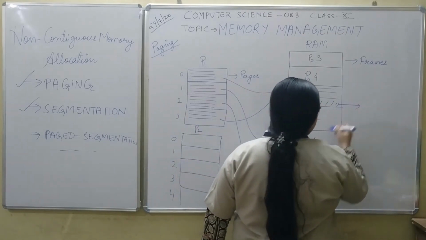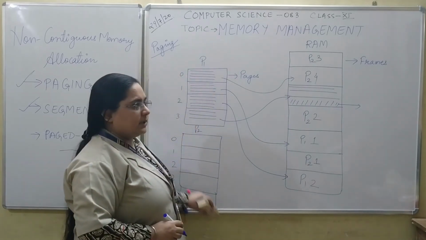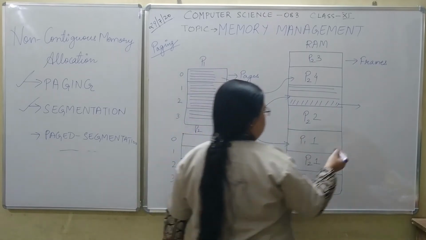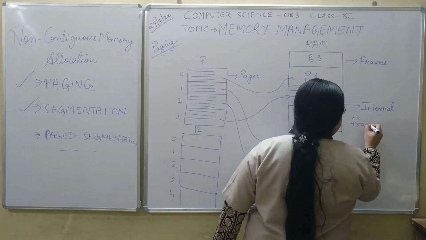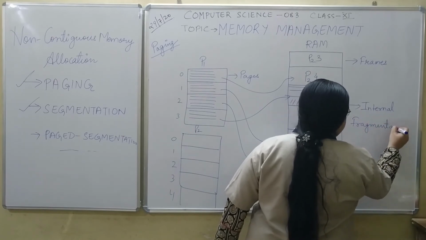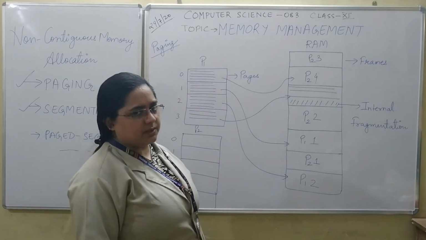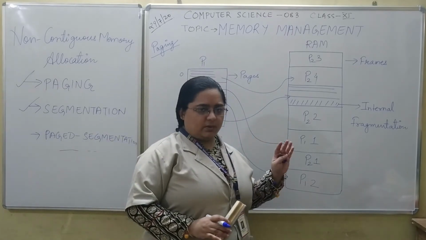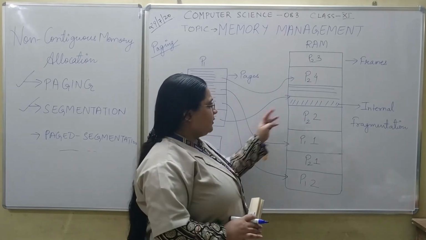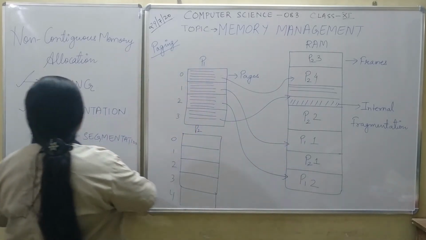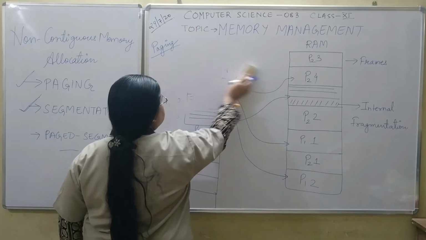So this could happen with every process. It could happen with P2 also: the last page of P2, the last page of P3, the last page of P4. This is known as internal fragmentation. Now, with paging, external fragmentation is removed. Okay, but internal fragmentation is the fragmentation within a frame. So, in order to remove this internal fragmentation, another method, that is segmentation, is used. Let us see what is segmentation.